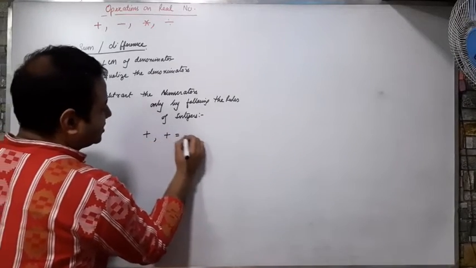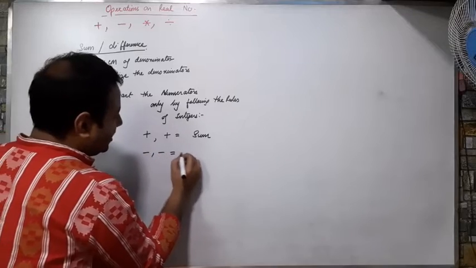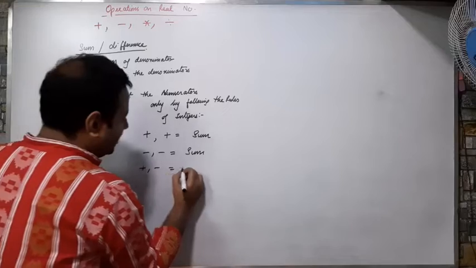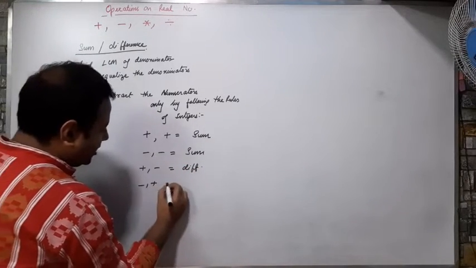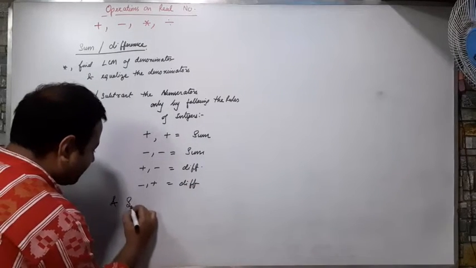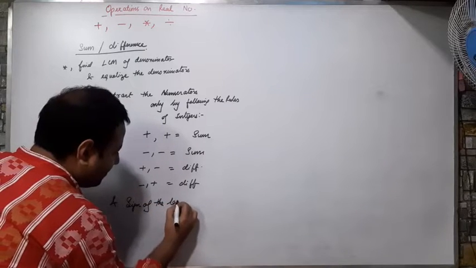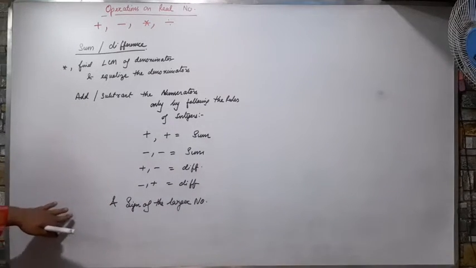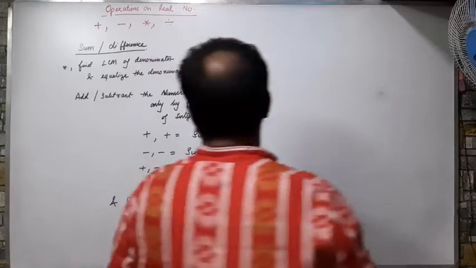That is, plus and plus will be sum, minus and minus again sum, plus and minus, difference, minus and plus, difference, and we will put the sign of the larger number. How? Let me explain it to you.